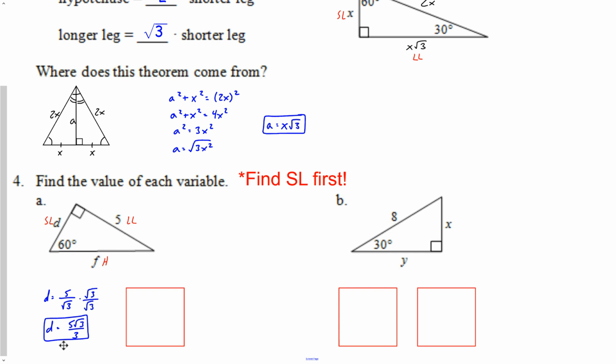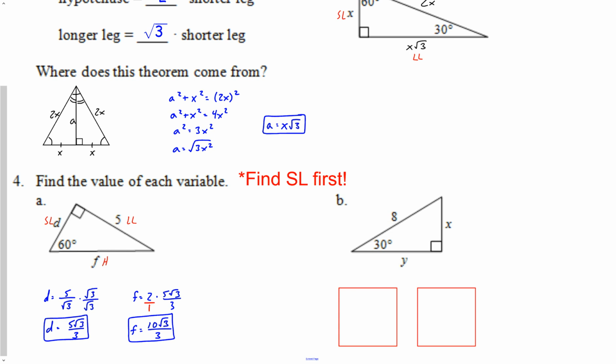Once we have that shorter leg, we can find the hypotenuse in this case. Hypotenuse is twice the shorter leg. So if I take 2 and multiply it by this 5 square root of 3 over 3, we have to remember that 2, written as a fraction, has a denominator of 1. So I can multiply the numerators. 2 times 5 square root of 3 gives me 10 square root of 3. And then the denominators, 1 times 3 is 3. I can't reduce the 10 over 3, so 10 square root of 3 over 3 is just the value of F.